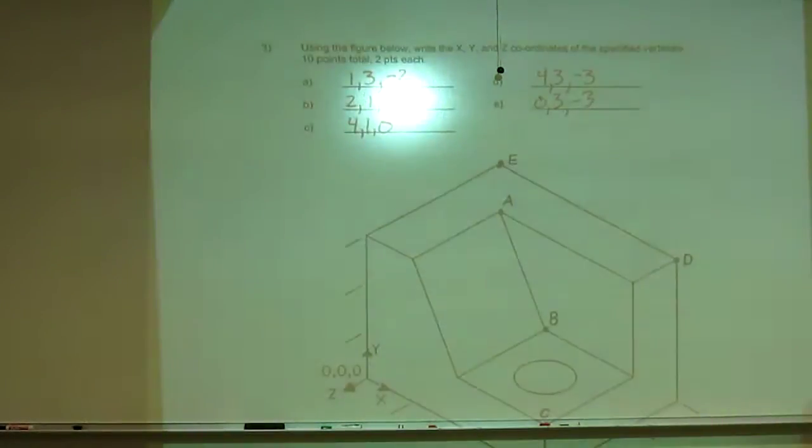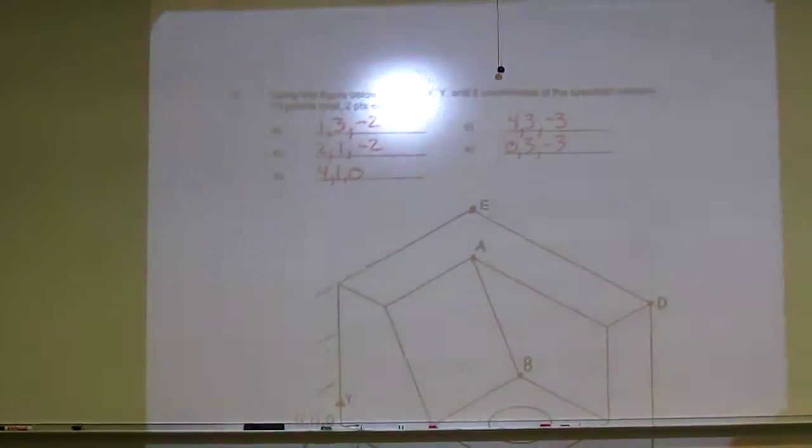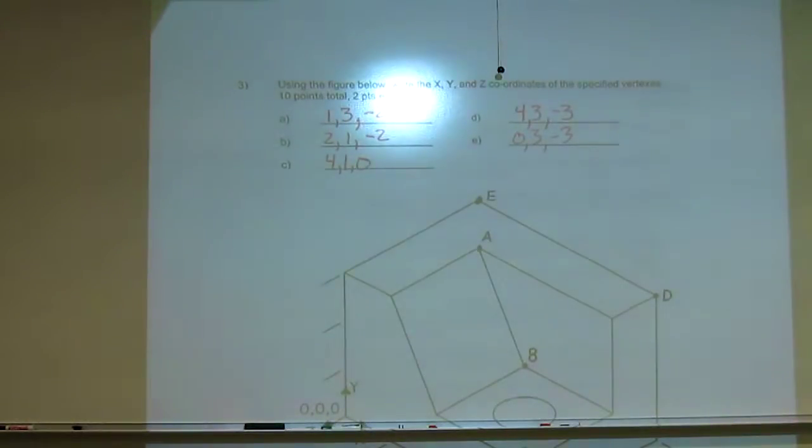All right, so here's my coordinates. There were 2 points each, and so I just checked them. I took 1 off if you missed 1 of the 2. If you missed both, I just marked the whole thing off.